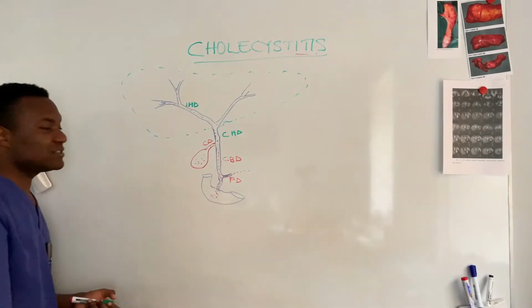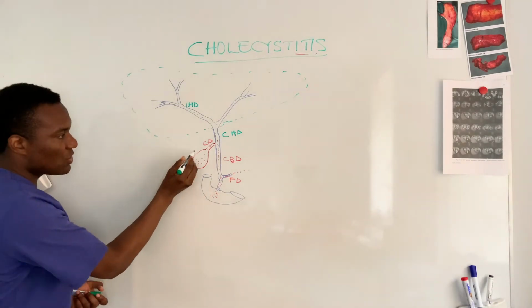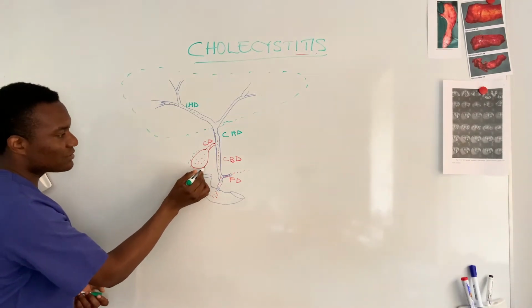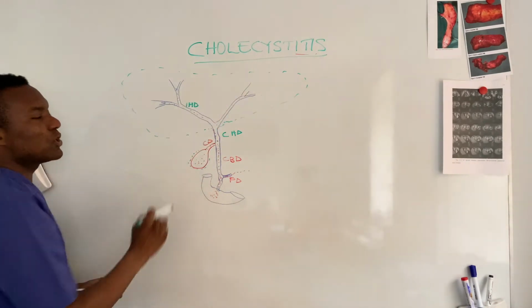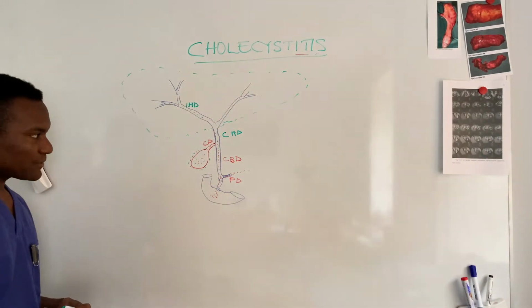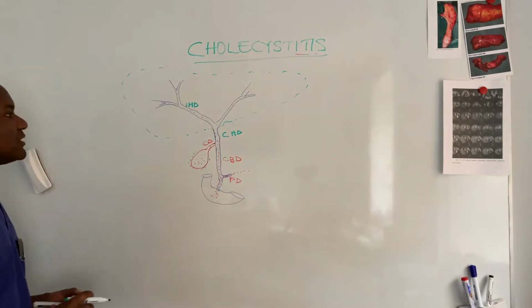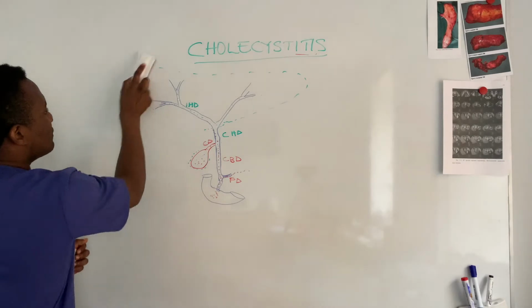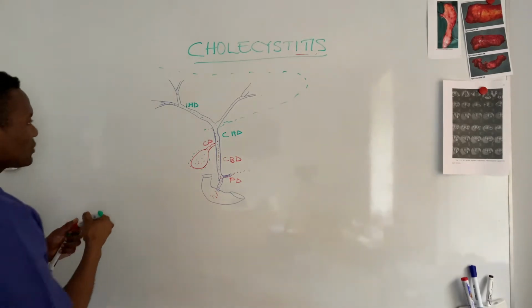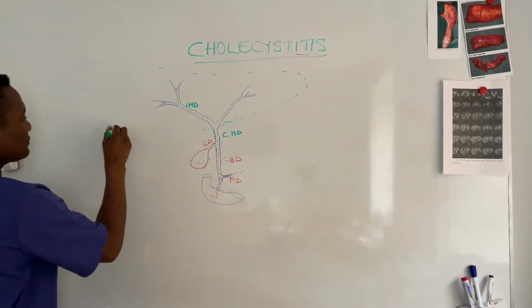Cholecystitis means the inflammation of the gallbladder. Whenever the gallbladder is inflamed, it is called cholecystitis. Now that we've talked about the inflammation of the gallbladder, what can be the reason for this gallbladder to be inflamed? Briefly, let's talk about etiology.